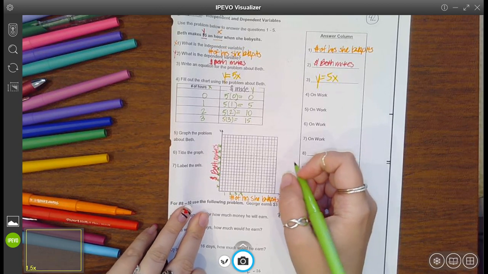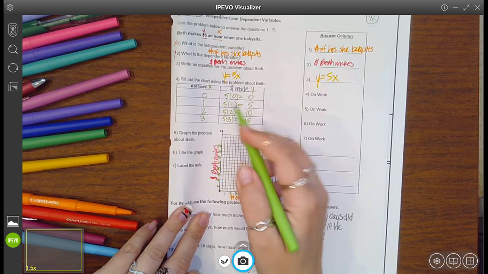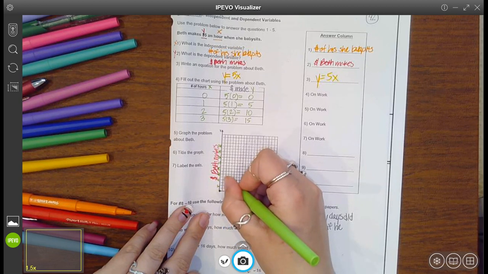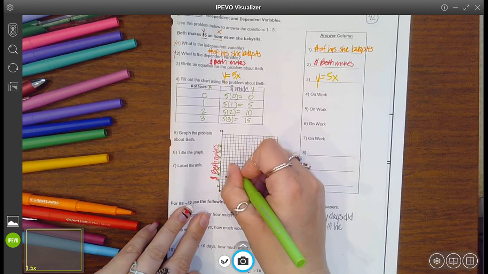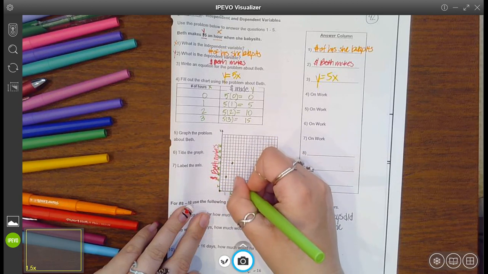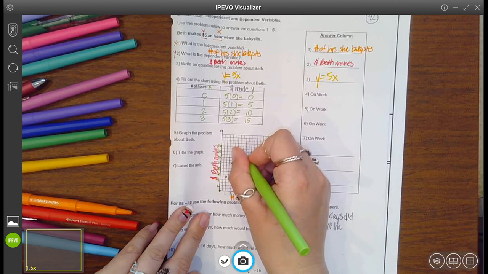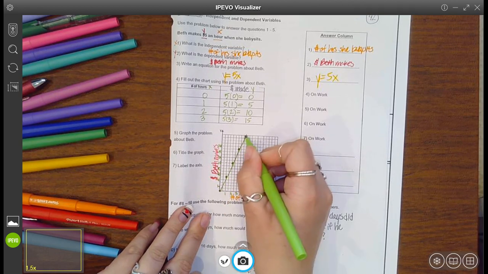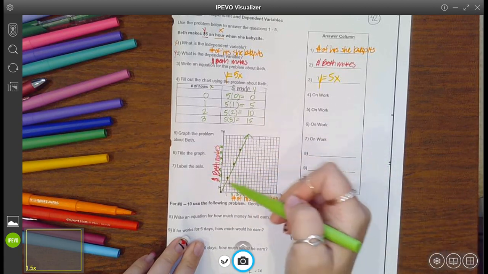So my first one, if she doesn't work anything, she makes nothing. So that's 0, 0. Then at 1 hour, she makes $5. So over 1 up 5 is between the 4 and the 6. And then over 2 up 10, and over 3 up 15 is between the 14 and the 16. So right there. And then when I go ahead and I connect all those, that makes a perfectly straight line. Okay, so I graphed those.